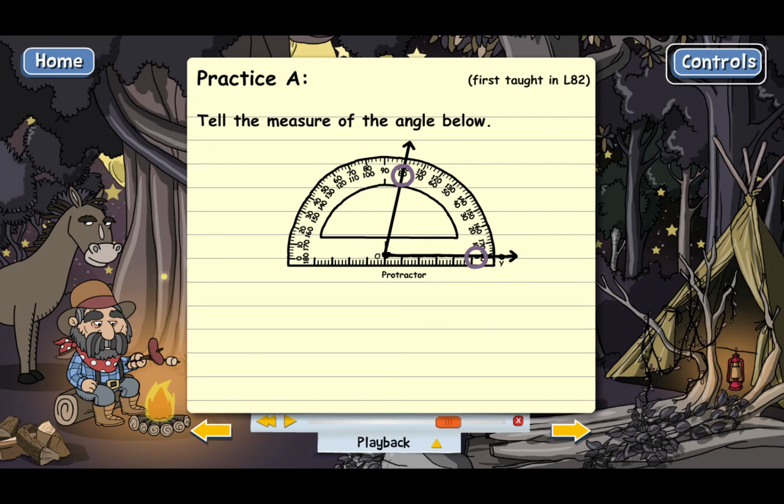See, the bottom row starts out at 0 and then goes 10, 20, 30, 40. And so we're using the bottom row, and you can see that side OR crosses the number 80. And so that means this is an 80-degree angle. And so 80 degrees is the answer to practice A.